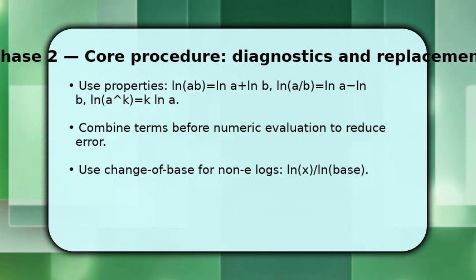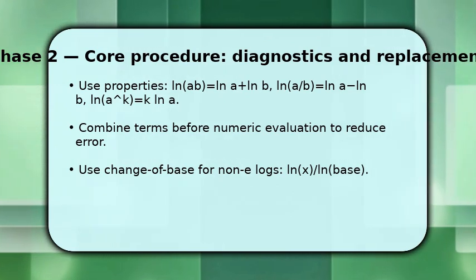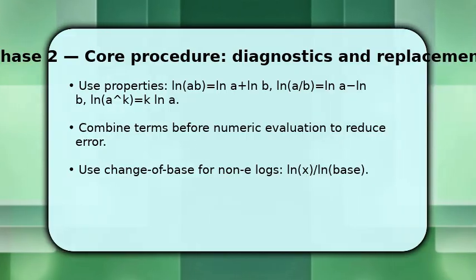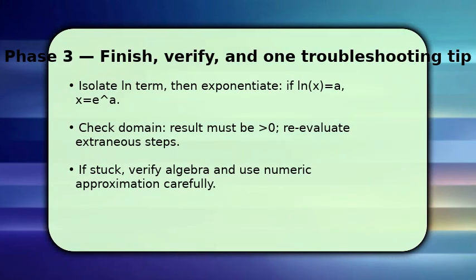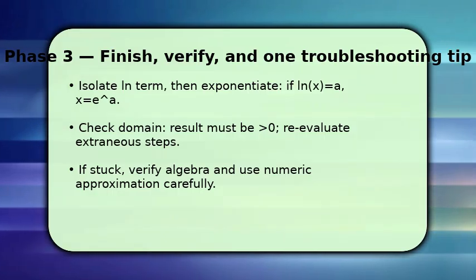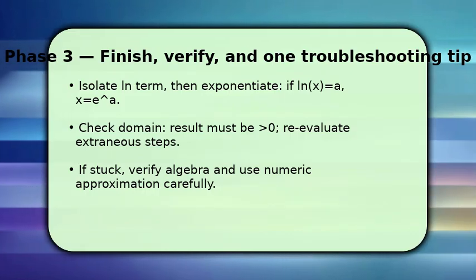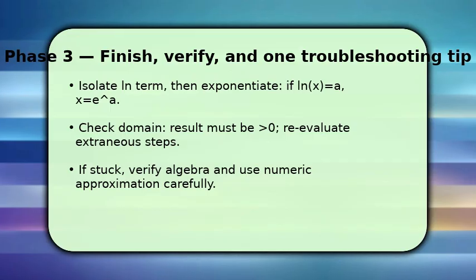You finish by isolating the ln expression and undoing it with the exponential. If ln x = a, then x = e^a. That completes the only way transition from log to value. Once solved, always check the domain. Values must be positive, so discard any introduced negatives. If your numeric answer seems off, recompute using the collected ln form and avoid premature approximations. Troubleshooting tip: if results fail domain or seem inconsistent, retrace algebra.